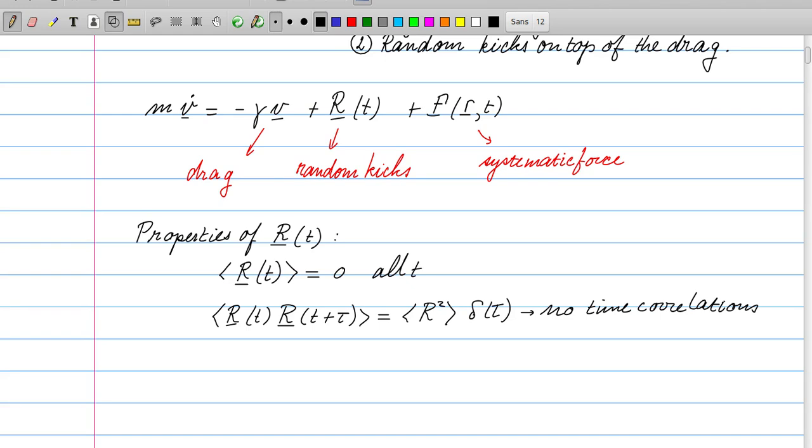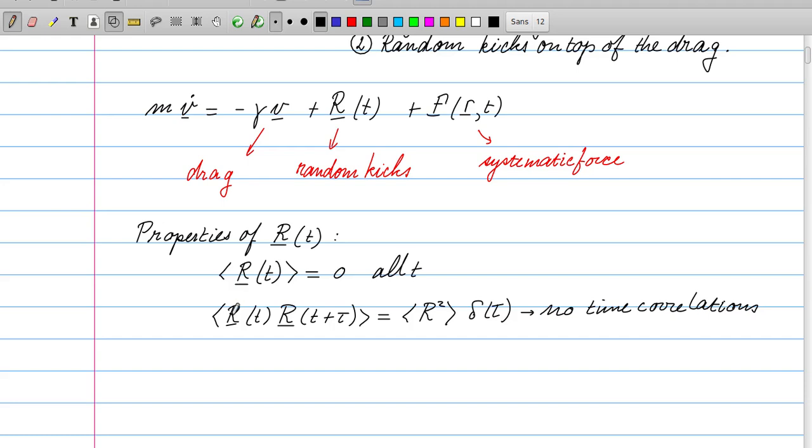The second property of the random force is formulated as a statement about the correlations. So imagine we take the random force at some arbitrary time t, and then we take the random force at some time tau later than t, so t plus tau. In that case, the expectation value averages out to 0 whenever tau is greater than 0. So when we look at a later time, the random kicks have nothing to do with the random kicks that you saw before.